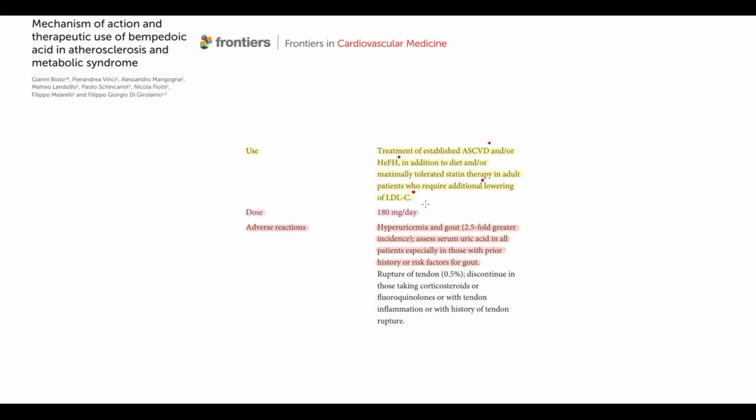The standard dose is 180 mg per day, but we have to know that this drug also has side effects, and the most significant side effect is an increase in uric acid level, which can be a significant problem in patients with gout.